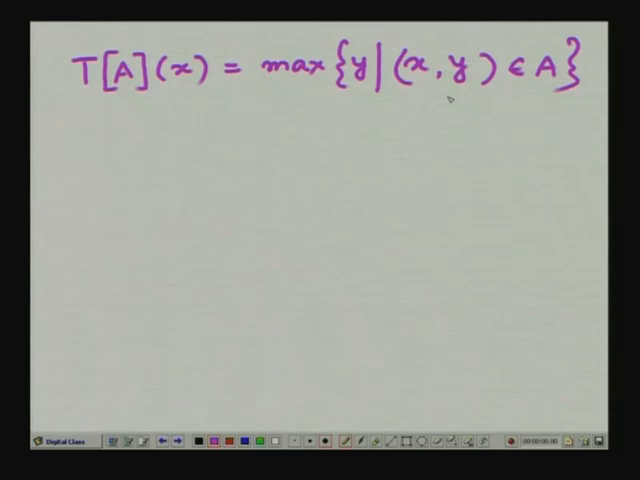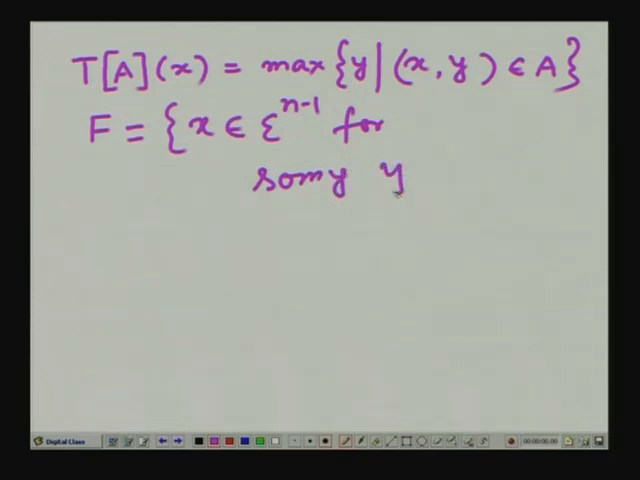And for these cases, we also define the region of support, which we denote as F. This region of support is defined as the set of x belonging to n minus 1 dimensional Euclidean space, for which there exists some y belonging to 1-dimensional Euclidean space, such that (x, y) belongs to set A.